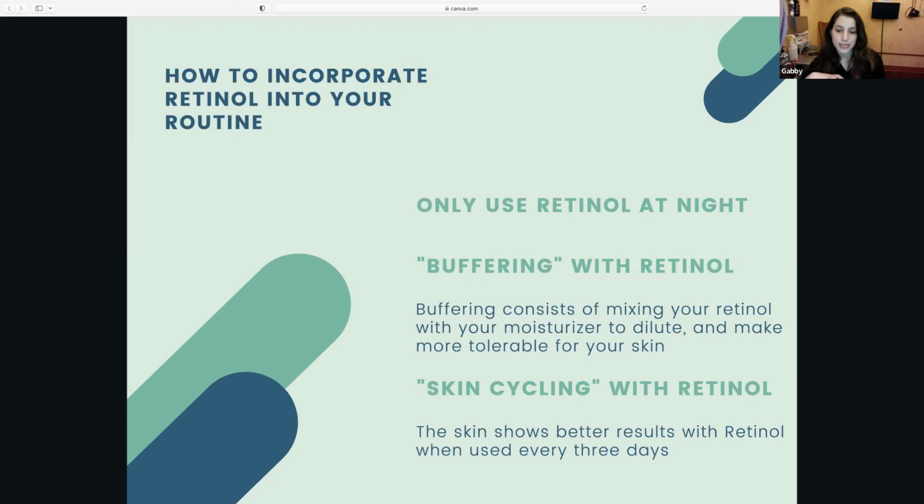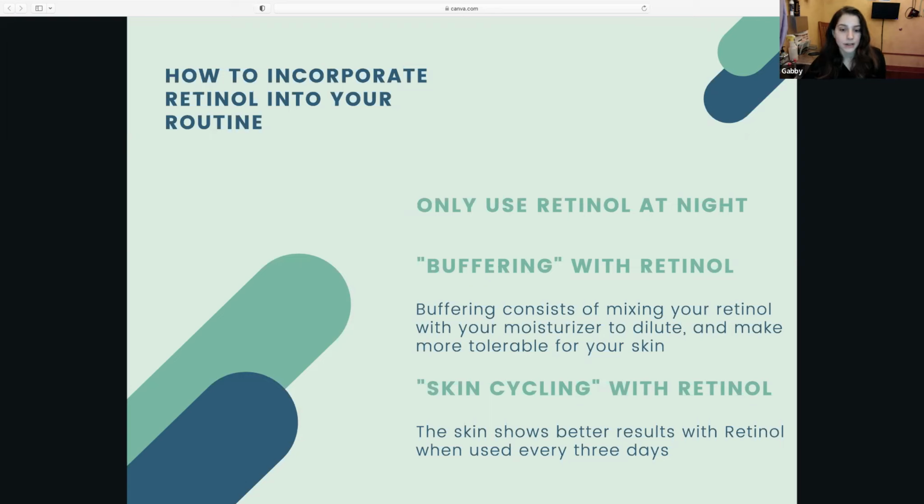We also have skin cycling, which is basically on Monday, you would use retinol. On Tuesday and Wednesday, you would use a hyaluronic acid or something moisturizing. And it just gives your skin a break from retinol. And some studies have even shown that having waves of retinol be reintroduced into the skin will actually get you better results than having it every night.